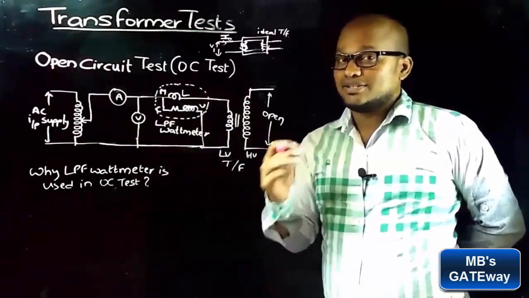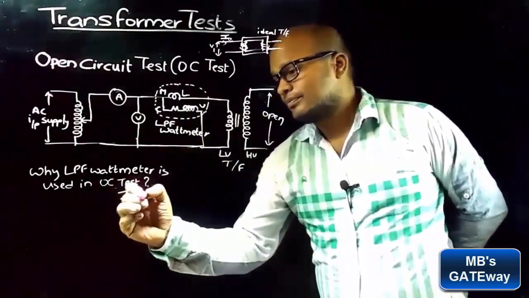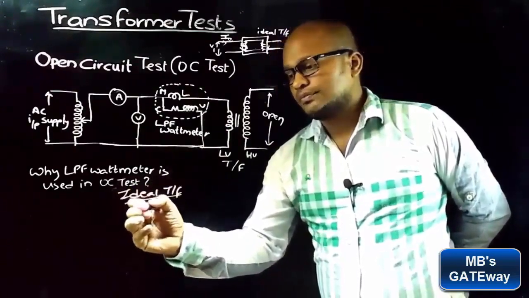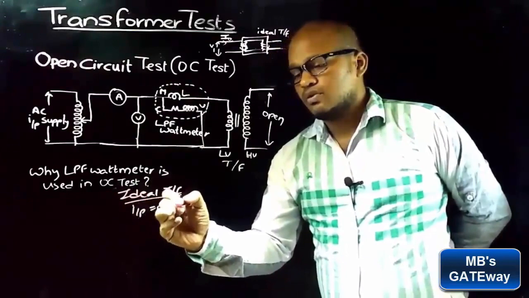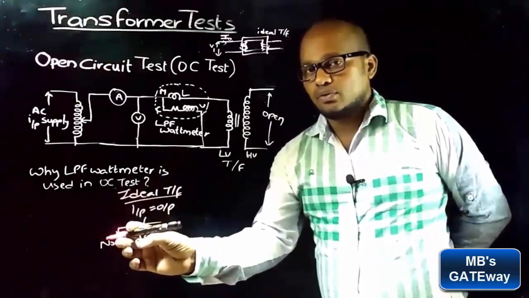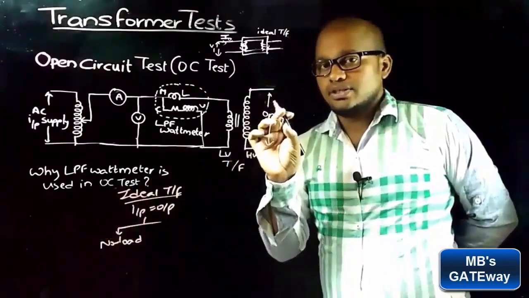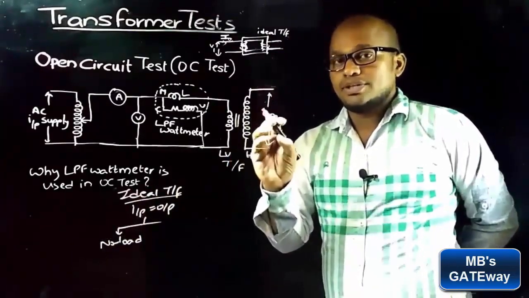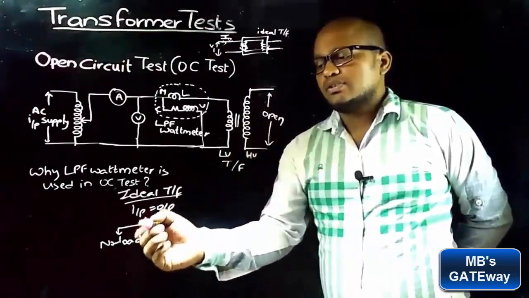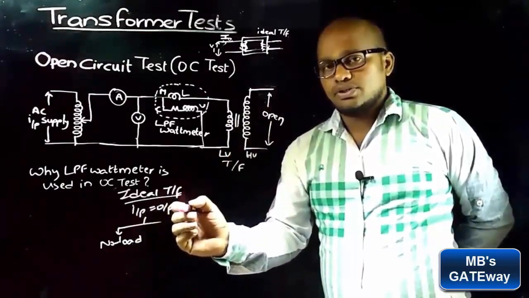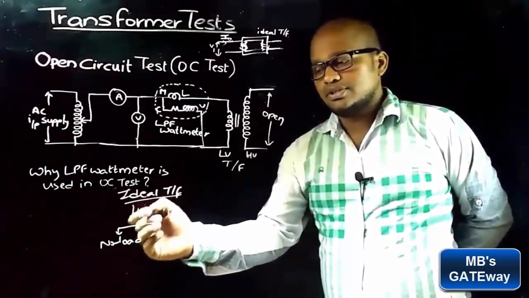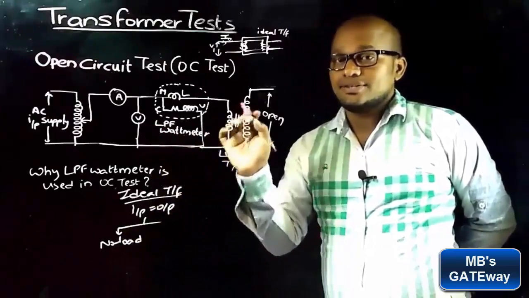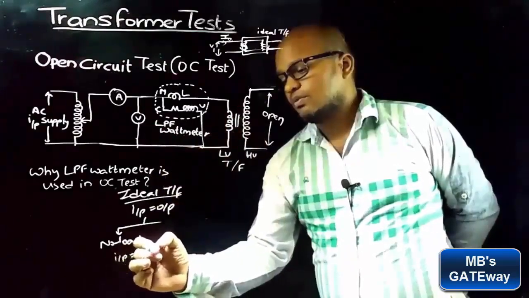To understand that, it is important to recall the concept of ideal transformer, in which input power is equal to output power. As here in case of no load ideal transformer, the second circuit is left open, means the secondary current is 0, means the output power is 0, which implies input power is 0, means the input power taken by the no load ideal transformer is 0. Input power is equal to output power is equal to 0.